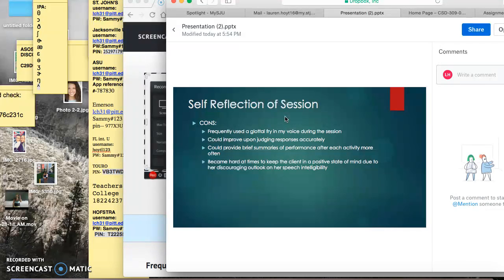And lastly, this was something I just mentioned in means of the emotional behavior my client often exhibits. It becomes hard to keep her attentive and keep her on track with the activity at hand due to her discouraging outlook on her speech intelligibility.